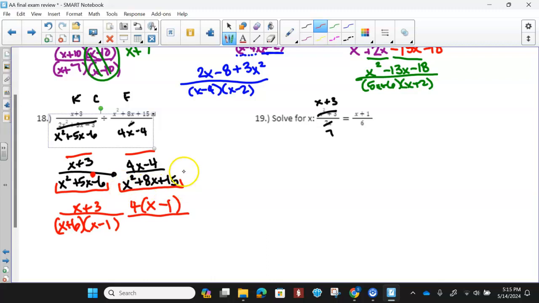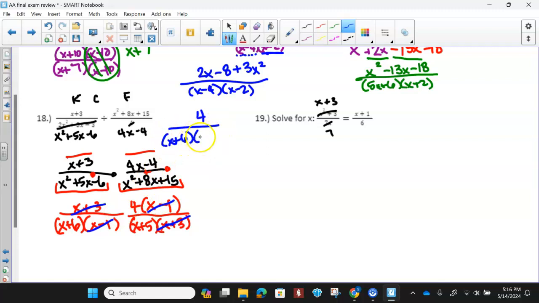Over, now again, we can factor. So here we go. What numbers multiply to get 15? So positive, and add to get 8. 5 and 3. So now that we've got everything set up, now it's all about just start simplifying and canceling out whatever is in common top and bottom. So like, what do you see? X plus 3 and x minus 1. So notice what is still up top. 4 over x plus 6 times x plus 5.